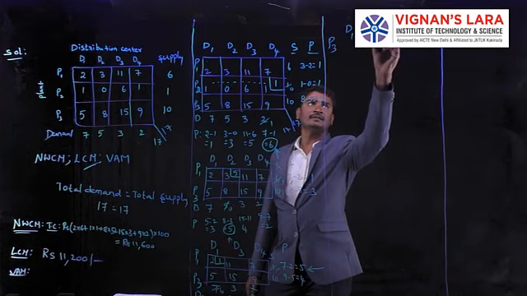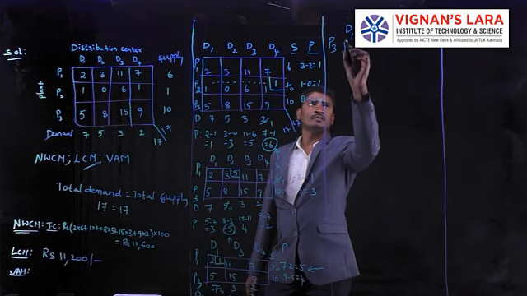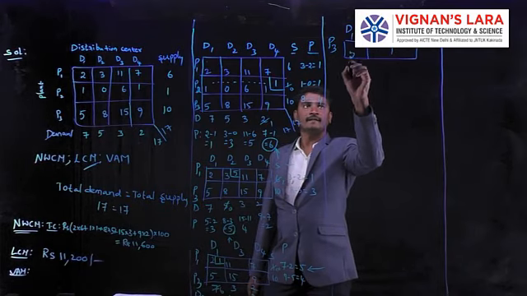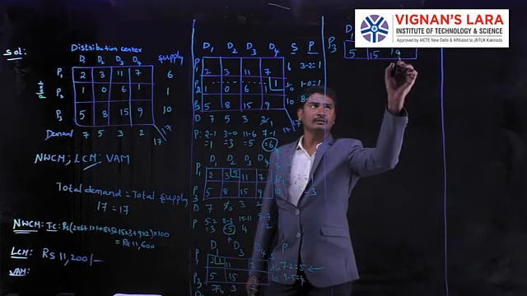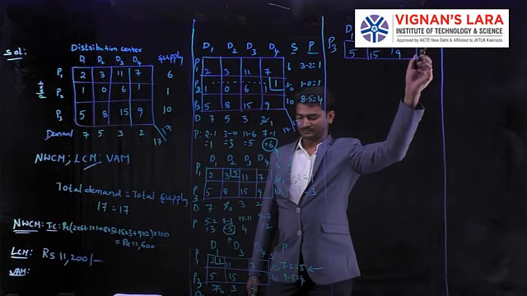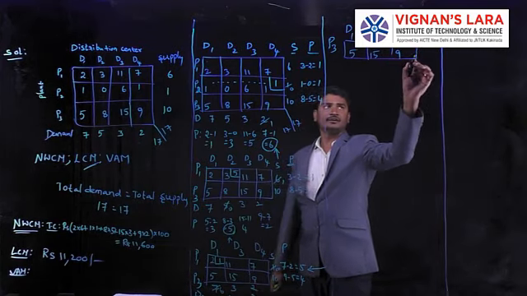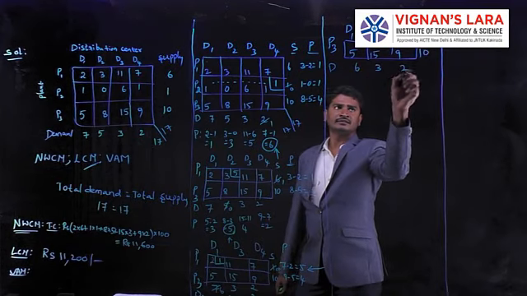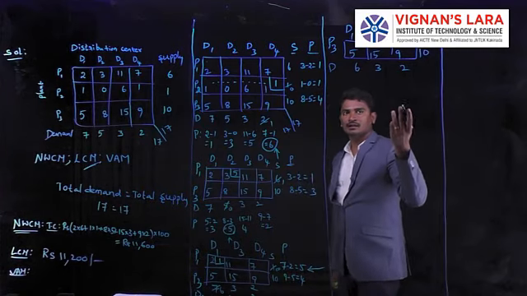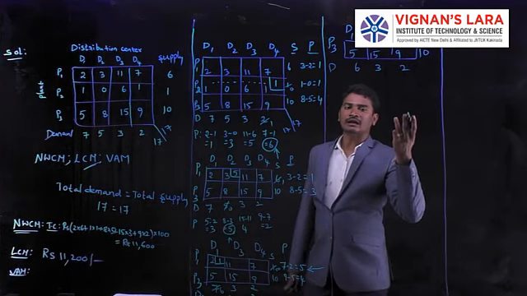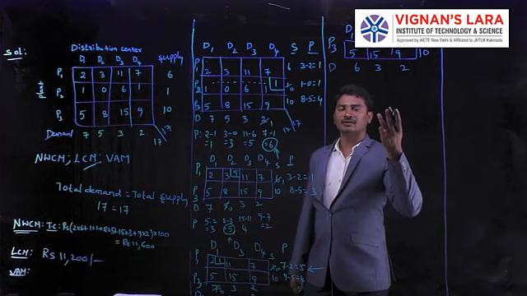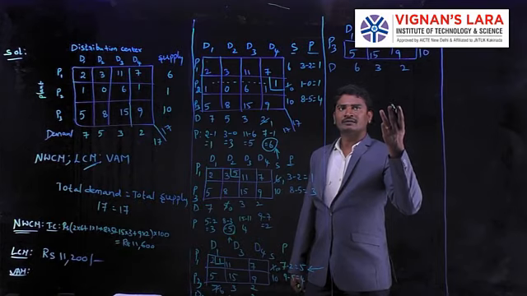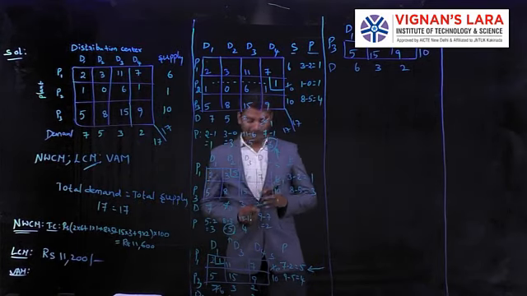Next we get P3 and D1, D3, D4. Here 5, 15, 9. The supply is 10 units. The demand is 6, 3, 2. Here there is no chance to calculate penalties, because it is a 1 by 3 matrix. So directly I am going to allocate the values. Here we made one small mistake.